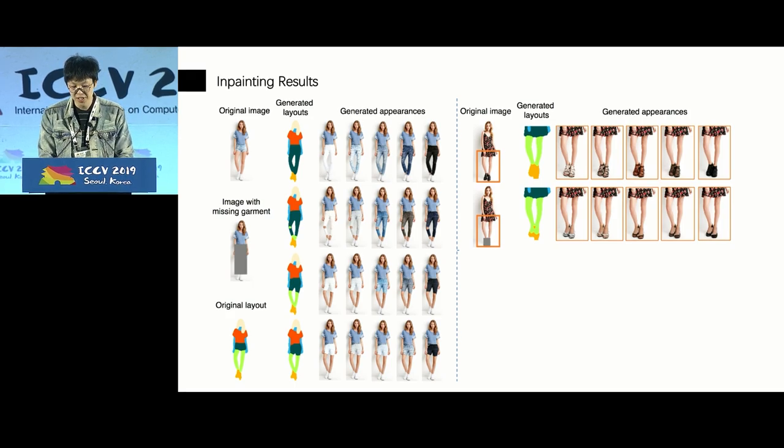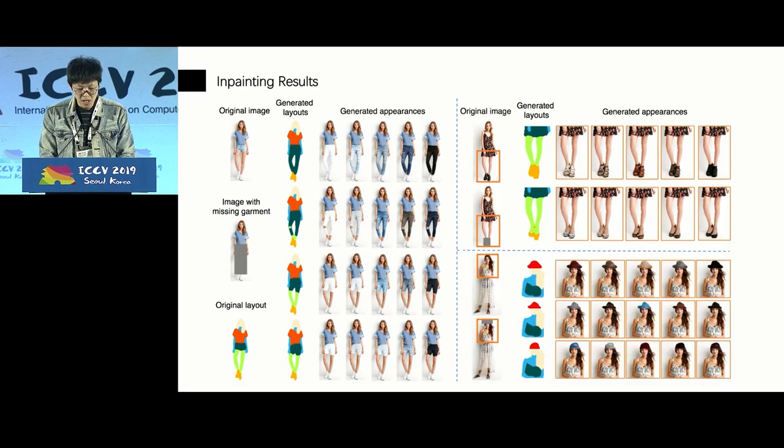The second example generates trousers. And in the last example, we can see our method is also able to generate something that does not exist in the original picture, like the different hats. And the generated clothing is pretty compatible with the existing items, both in shape and appearance.